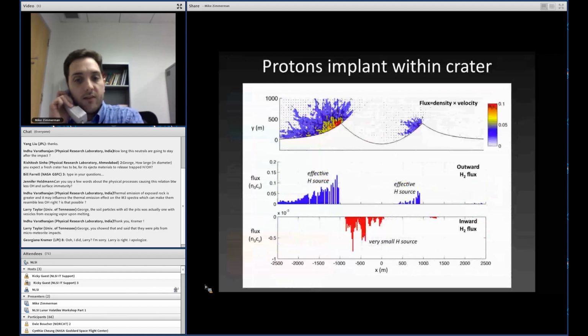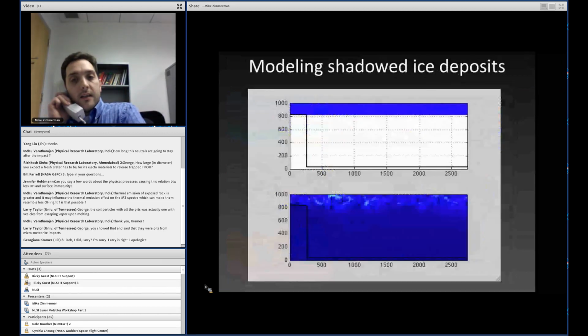And then downstream, there's also an effective H source. And so you can see the red in the bottom panel is actually where we've liberated H2 from the downstream crater rim, and it's traveled upstream and sort of coated the interior of the crater. But that's a very small contribution. So like I said, there's still a yield factor that's a little bit off here, and a little bit more work needs to be done on that.